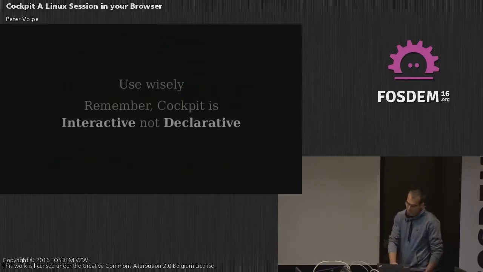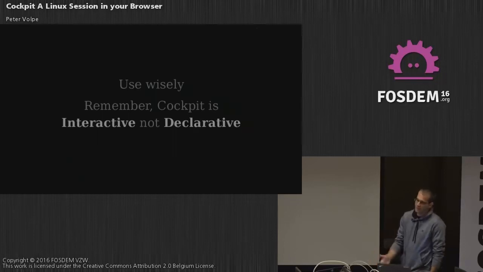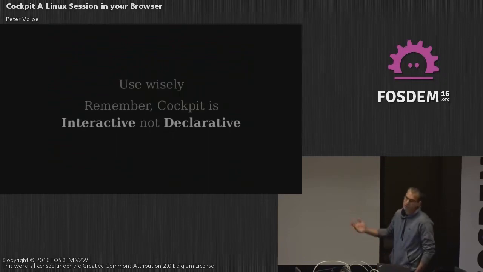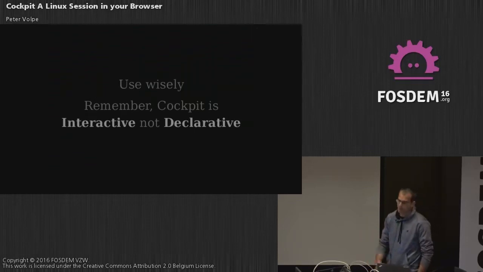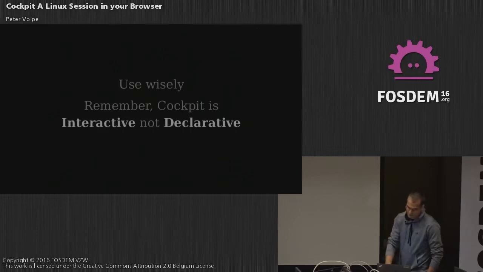Cockpit is about being interactive, which means you want to look and inspect your system, see what's going on, discover what's available and what's not. And maybe you'll change some configurations and see how things are going. But it's not about declaring what things should be. Sometimes the use cases might overlap, and you might want to use a tool like Cockpit to inspect a server that was initially provisioned by something like Satellite or MAAS. But generally they're two kind of similar use cases.